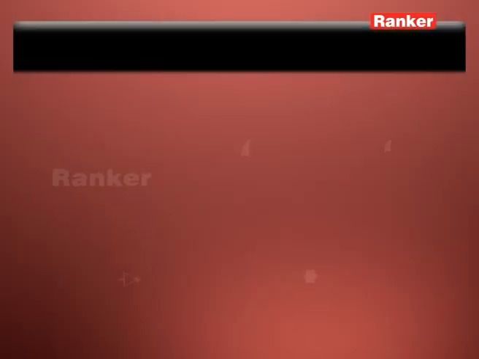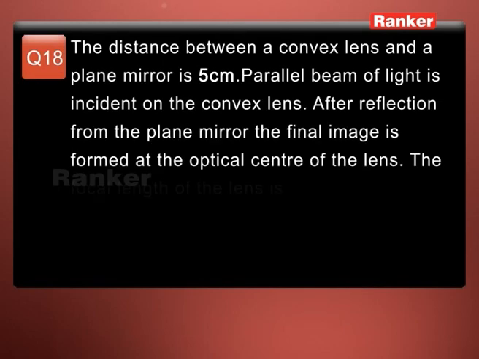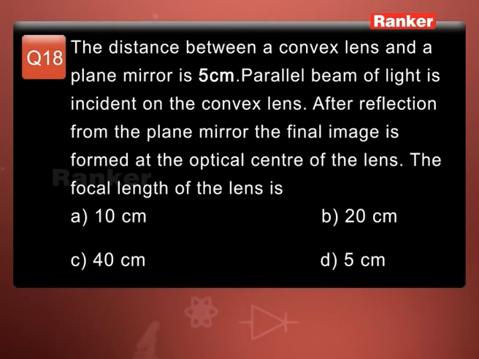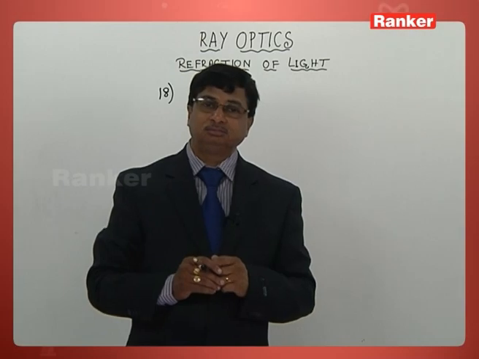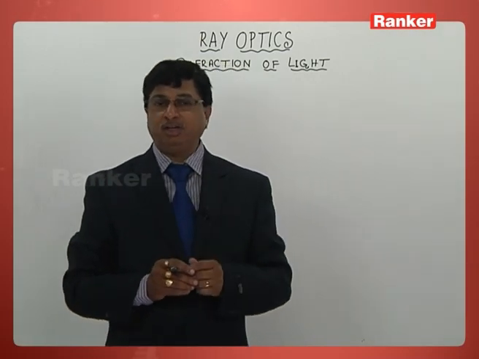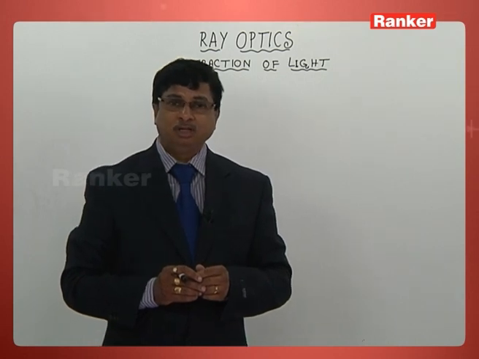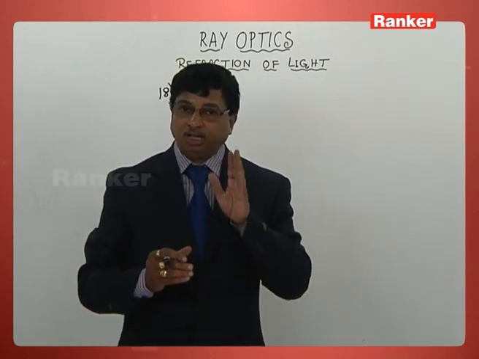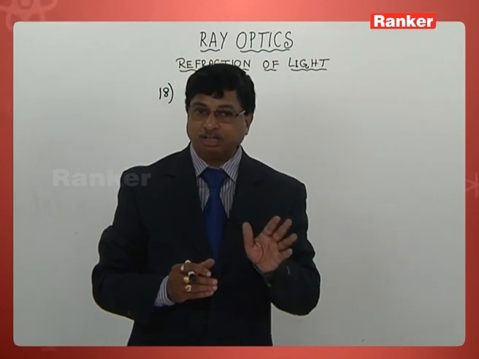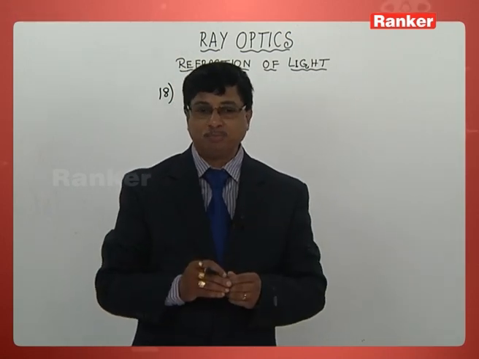Problem number 18 now. The distance between a convex lens and a plane mirror is 5 centimeter. Parallel beam of light is incident on the convex lens. After reflection from the plane mirror, the final image is formed at the optic center of the lens. Observe the condition carefully. Where the image is formed right now? The image is formed at the optic center of the convex lens. That is what has been very clearly mentioned there.